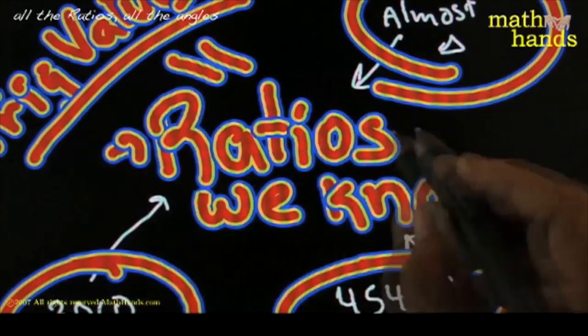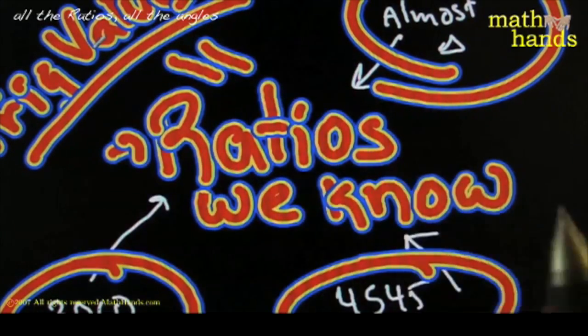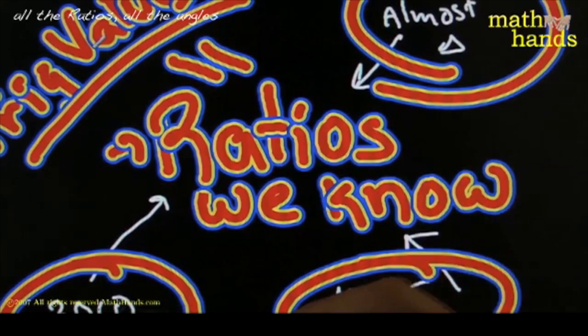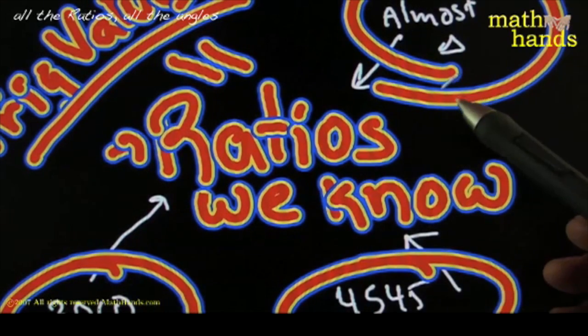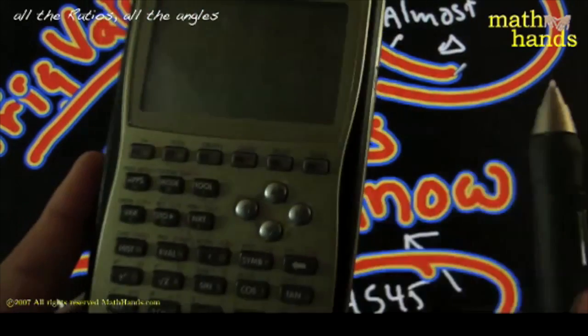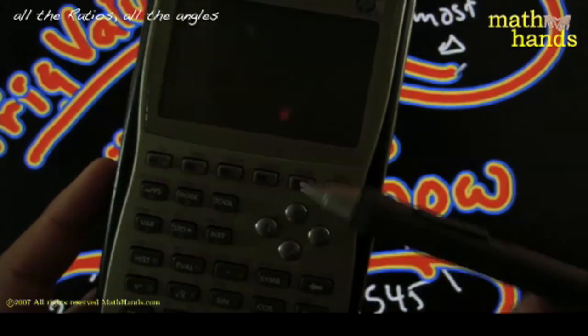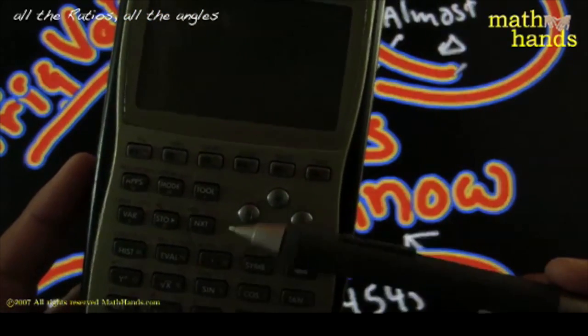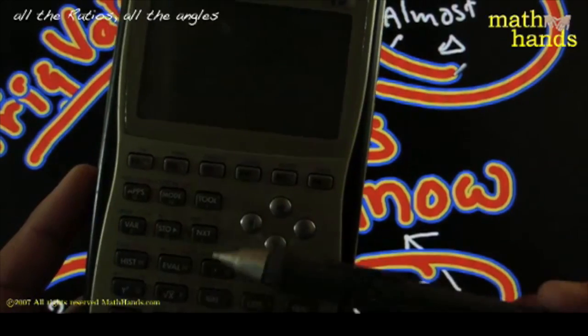Let me backtrack a second. So trig values are ratios. We knew the 30-60 ratio. We knew the 45-45. We knew the almost triangles. And now we will know all of them. Not really know how they're calculated, but we will know what they are by just typing them on the calculator.